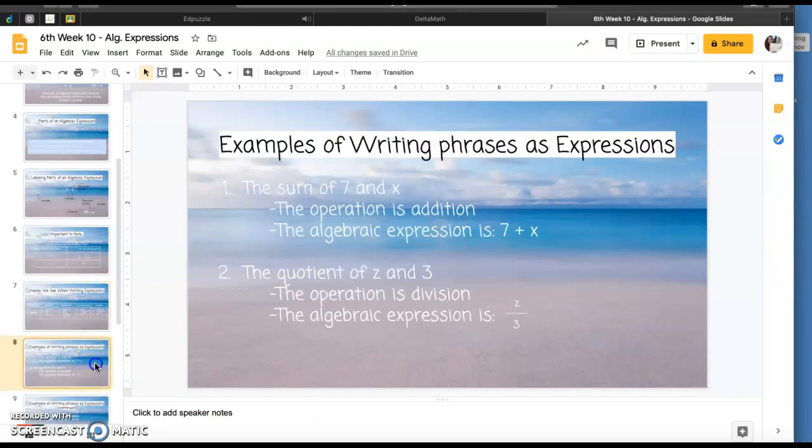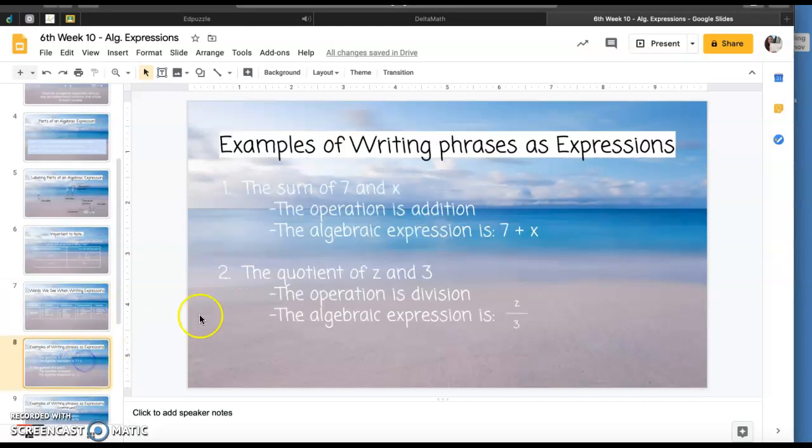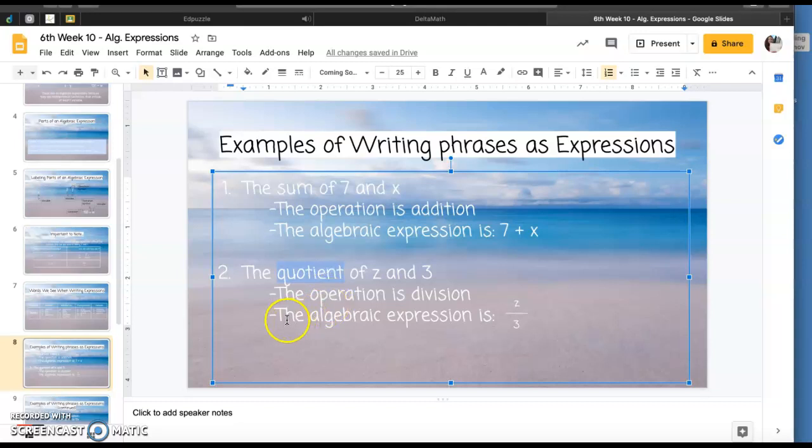All right. So these are examples of writing phrases as expressions. So if you have the phrase, the sum of 7 and x, the operation is addition because I see sum, and I can go back to this slide to check that. The operation's addition. The algebraic expression is 7 plus x. This is the sum of 7 and x. The quotient of z and 3. The operation is division because we're talking about a quotient. The algebraic expression is z over 3, or z divided by 3. Remember, we were starting to write them as fractions.